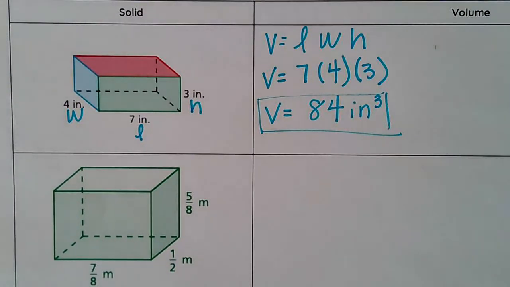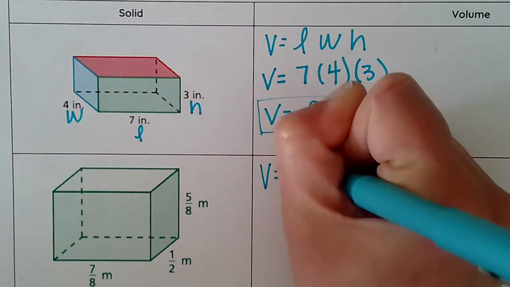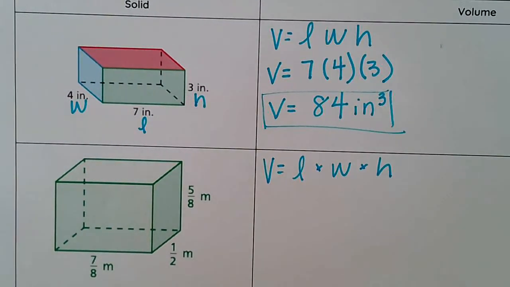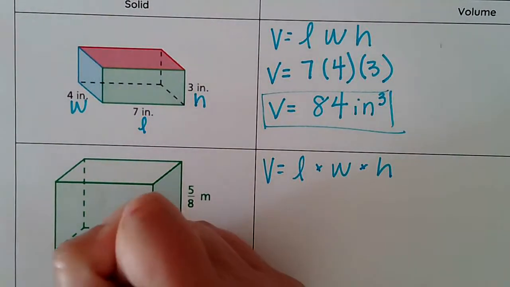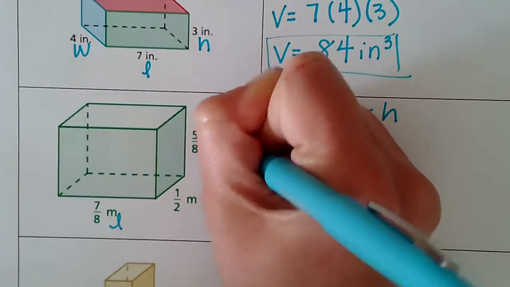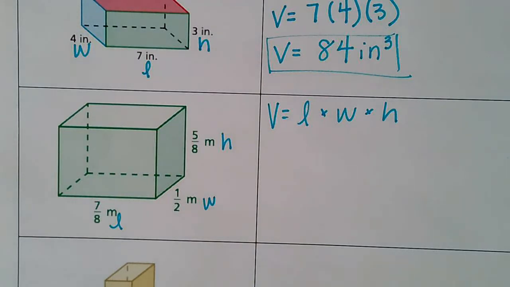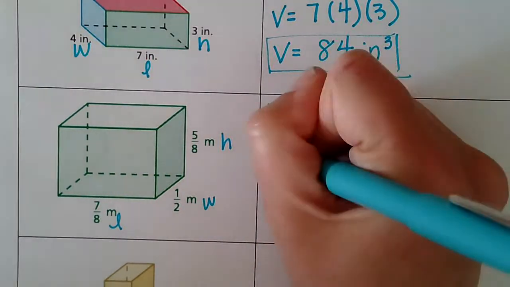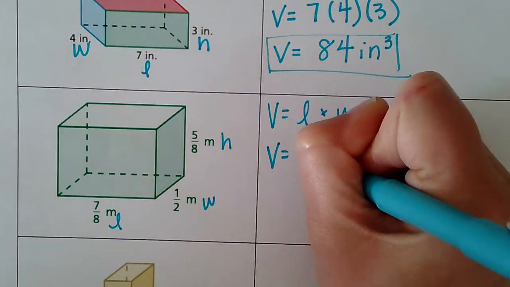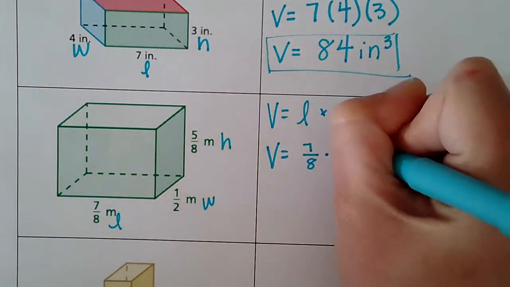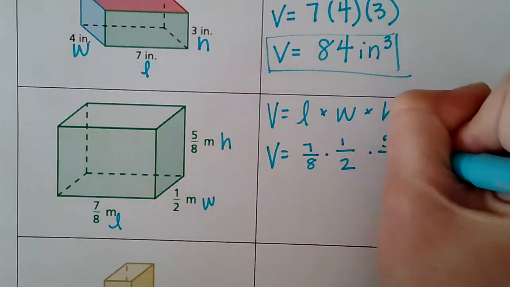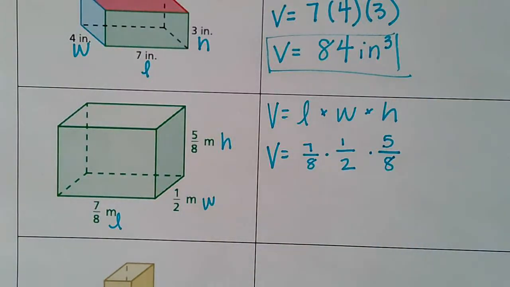We use the exact same formula, volume equals length times width times height. But now we're going to start getting into fractions. So again, I'm going to label: that's my length, that's my width, and there's my height. I still substitute in my values. My length is 7/8 times my width, which is 1/2, times my height, which is 5/8. So just a quick review.